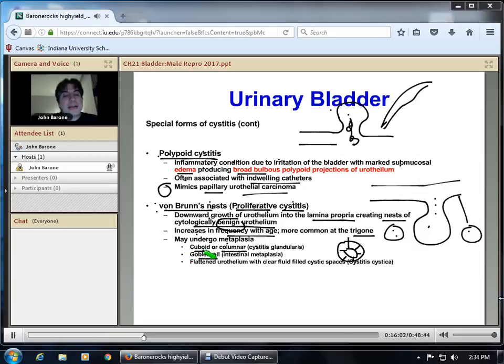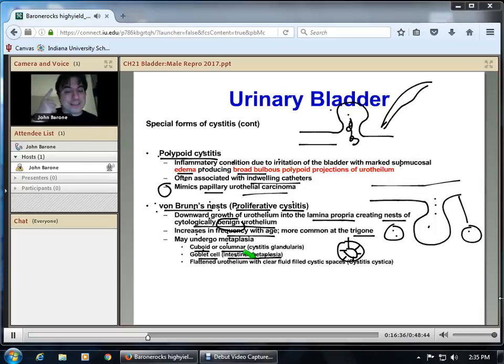Now, what if it turns to goblet cells? Well, goblet cells are the intestines. So this is called intestinal metaplasia. Now, question. Do you think intestinal metaplasia of the esophagus goes to adenocarcinoma? Yeah. Does intestinal metaplasia of the stomach go to stomach adenocarcinoma? Yeah. Does intestinal metaplasia of von Brunn's nest go to adenocarcinoma of the bladder? Yeah. And if that's the intestinal metaplasia, it's not where it should be. It can go bad.